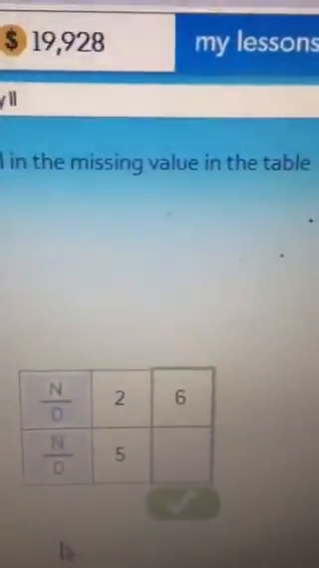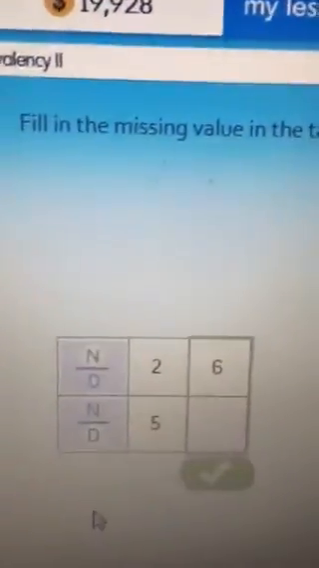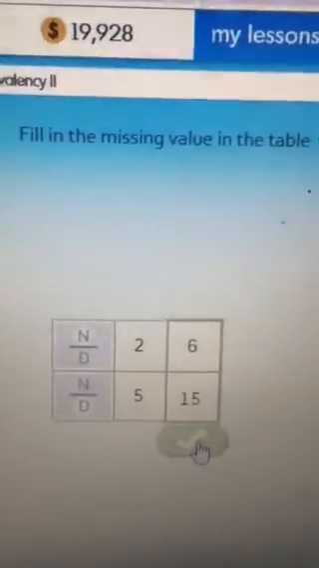It's always either multiplying or dividing. So since it's getting bigger, from 2 to 6, I know that's multiplying, and it's multiplying by 3. 2 times 3 is 6. So now I'm going to do the same thing on the bottom. 5 times 3 is 15. And that's all this is.